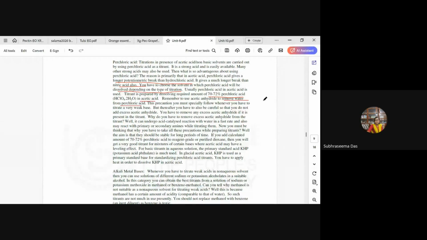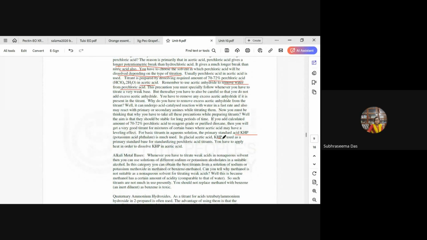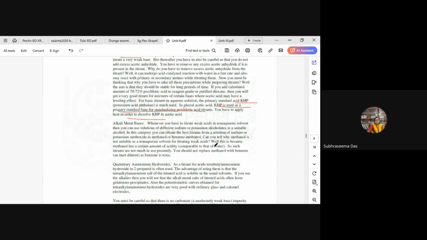After this solution is prepared, for the basic titrants in aqueous solution, the primary standard acid KHP, that is potassium acid phthalate, is used. In glacial acetic acid, KHP is used as a primary standard for standardizing the perchloric acid. Then we have to apply heat to dissolve the KHP in acetic acid.